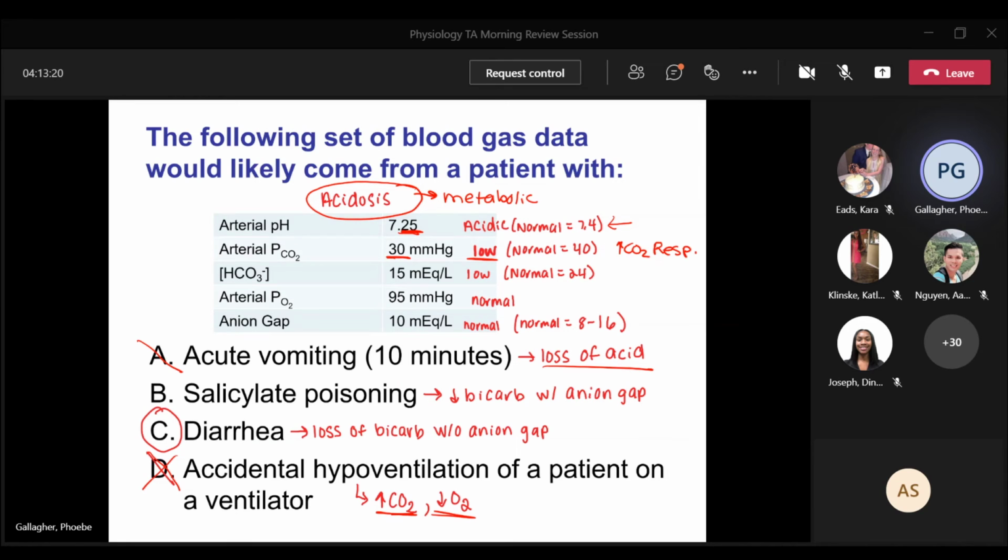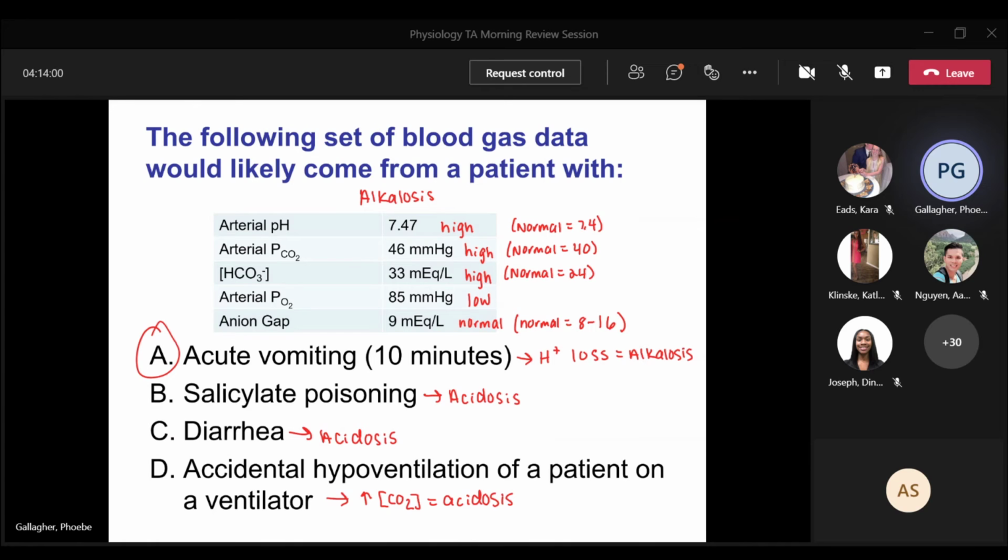So now we have to determine the difference between salicylate poisoning and diarrhea. In order to do that, we need to look at the anion gap. So if we have a normal anion gap, we know that it's likely due to diarrhea. He could also use HCl ingestion as another example of one with a normal anion gap. So our normal range is 8 to 16, so you need to make sure you memorize the normal range here. So we know that diarrhea is likely the cause because our anion gap is normal. So that is why diarrhea is the correct answer.